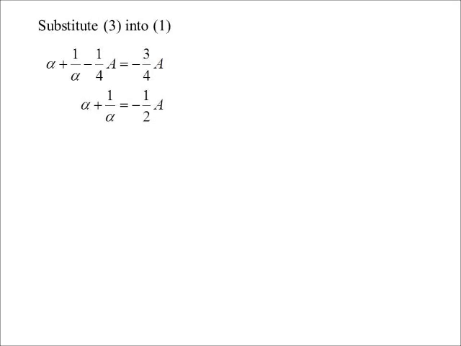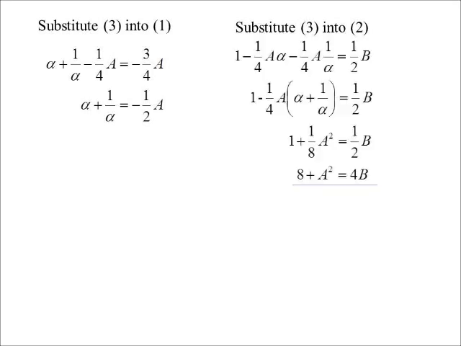Okay. If I substitute it into the second one, so I end up with 1 minus a quarter a alpha minus a quarter a 1 on alpha, and that's going to equal a half b. I've factorised the minus a quarter a outside of the alpha plus 1 on alpha, and the reason I've done that is because over here we worked out what alpha plus 1 on alpha is. So I can substitute that in for alpha plus 1 on alpha, rearrange it, I've got the result that they want. 8 plus a squared is 4b. I'm sure there's other ways of doing that, but there's one way of coming up with the result.